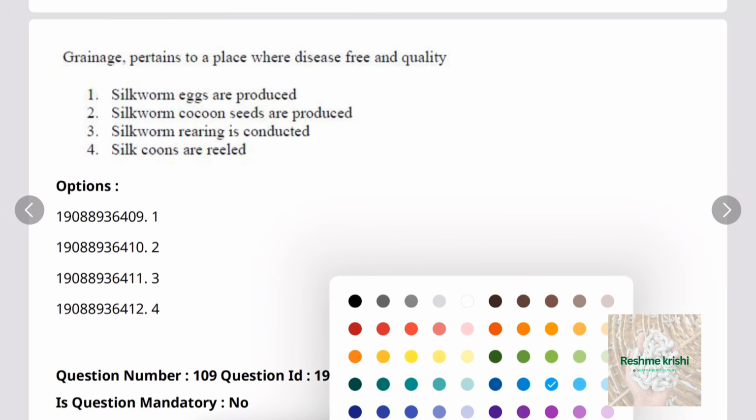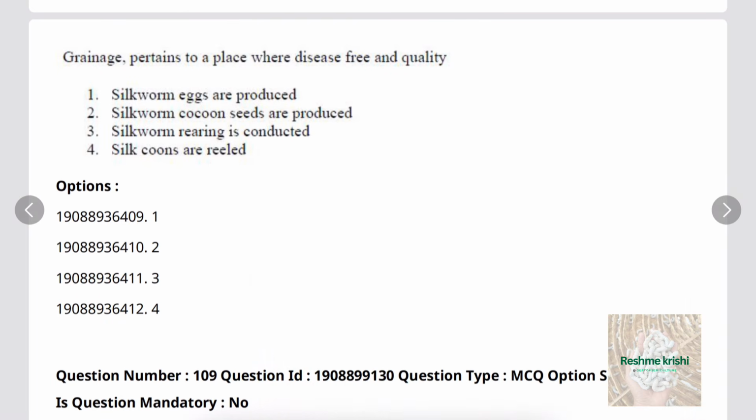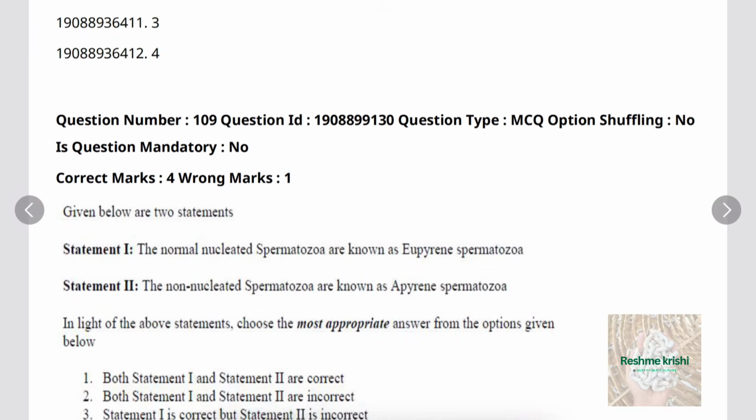Grainage pertains to the place where disease-free and quality silkworm eggs are produced, silkworm cocoon seeds are produced, silkworm rearing is conducted, silkworm cocoons are reared. These 2 are easily struck out, right? So the answer, you will have a confusion here. Seeds are not produced in the grainage. There are basic seed farms. So the answer is silkworm eggs are produced.